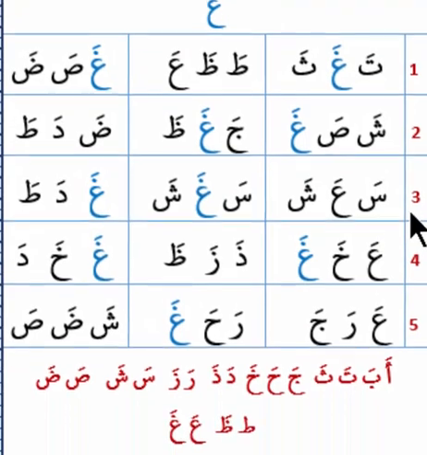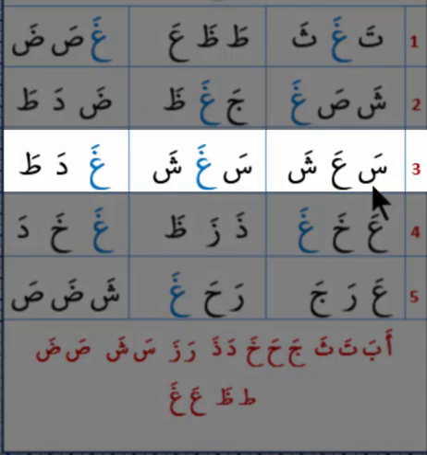Third line. Sa, A, Sha. Notice the pronunciation, light, light, light. Sa, Gha, Sha. See how it changes? The Gha is heavy. Sa, Gha, Sha. Gha, Da, Ta.